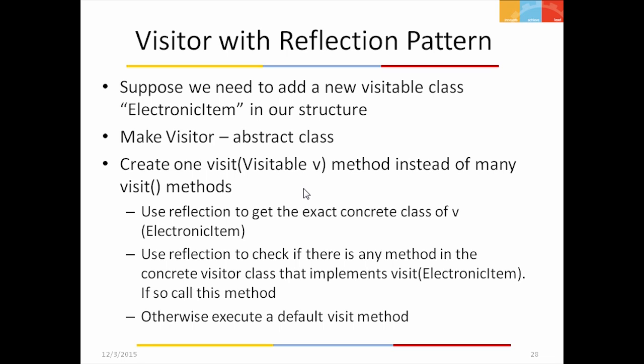So what's happening is that it uses reflection on this visitable object to see the type, and then using that information it again uses reflection to check in the concrete visitor class if there is any concrete visitor class which can implement this particular electronic item's pricing calculation logic. If so, that particular concrete visitor will be called. Otherwise it will invoke a default visit method. So this is one way by which you can use the reflection mechanism and reduce the number of visit methods.